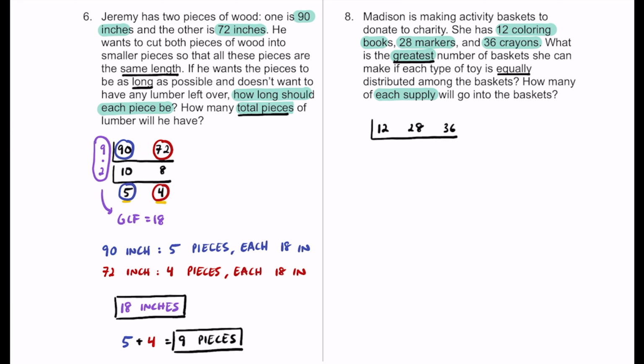The 12 is dealing with the coloring books. I'll use B for books, just because we have 2 things that start with C. Let's use M for the markers, and then C for the crayons, okay? Now we're looking to split these up evenly, all of them, so I'm thinking maybe 4 goes into all of these. 4 times 3 is 12, 4 times 7 is 28, and 4 times 9 is 36. And I think we have to stop here because 3 is prime, 7 is prime, 9 has 3 times 3, so it has something in common with the 3, but not with the 7. So that must mean that 4 in this problem would be the greatest common factor, or the GCF.